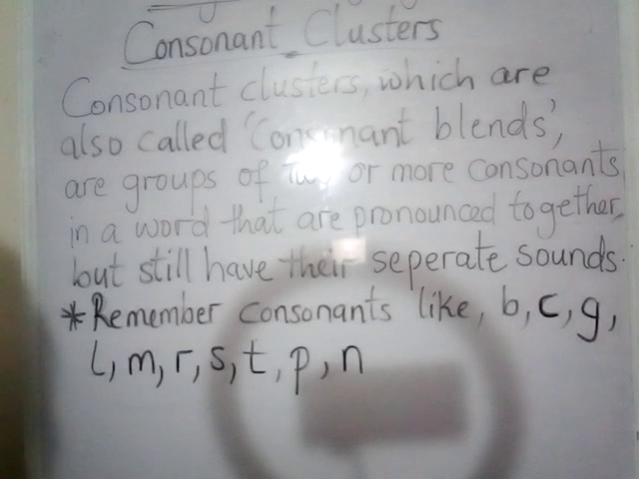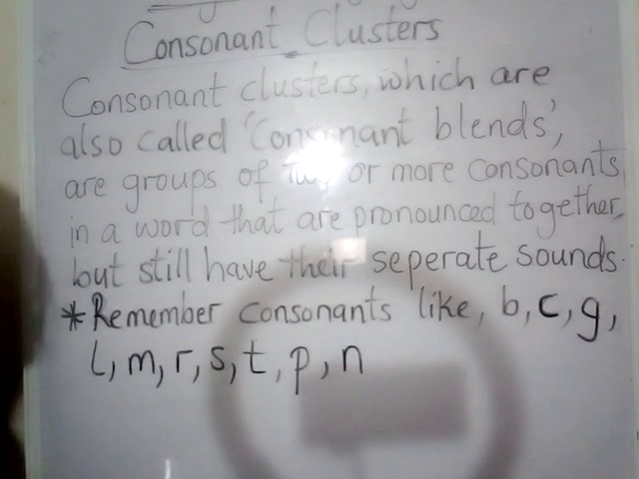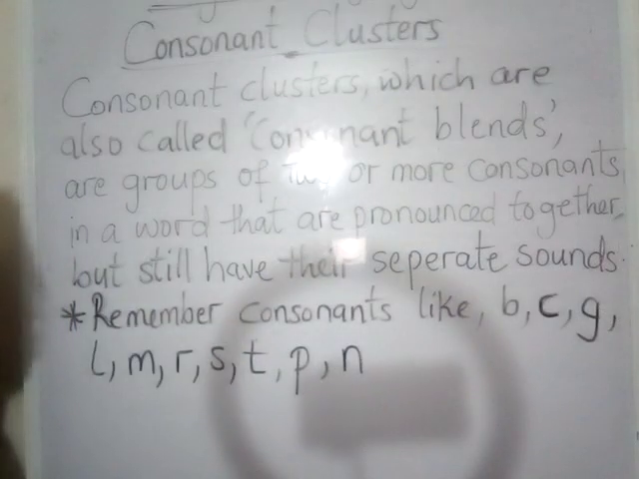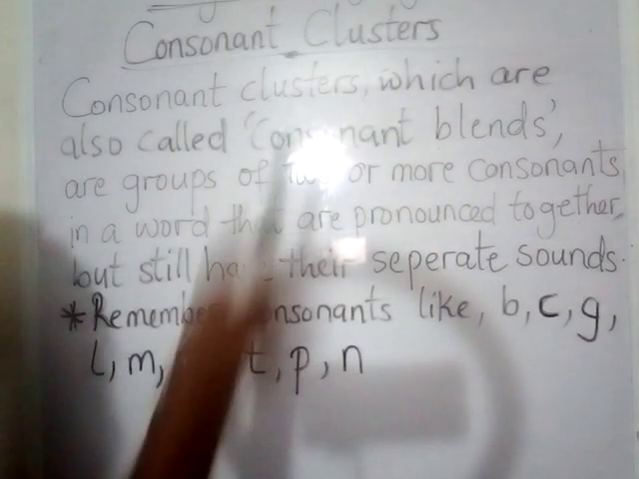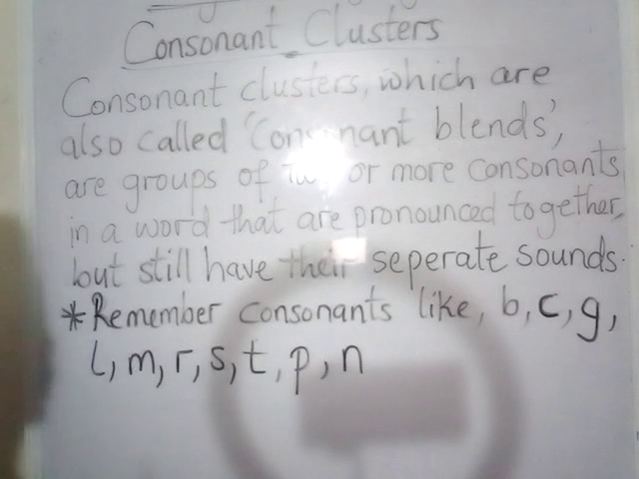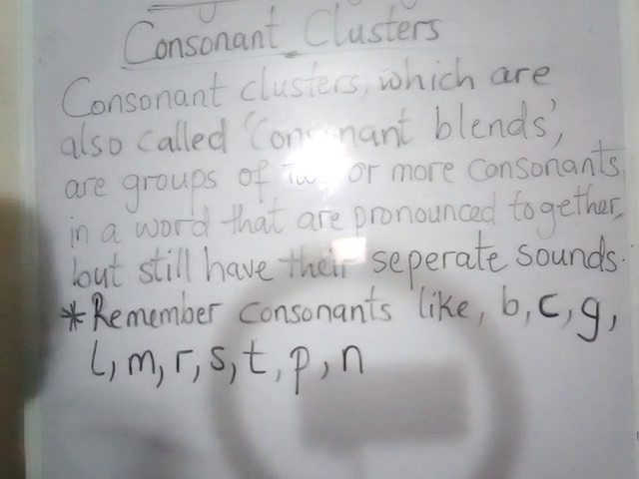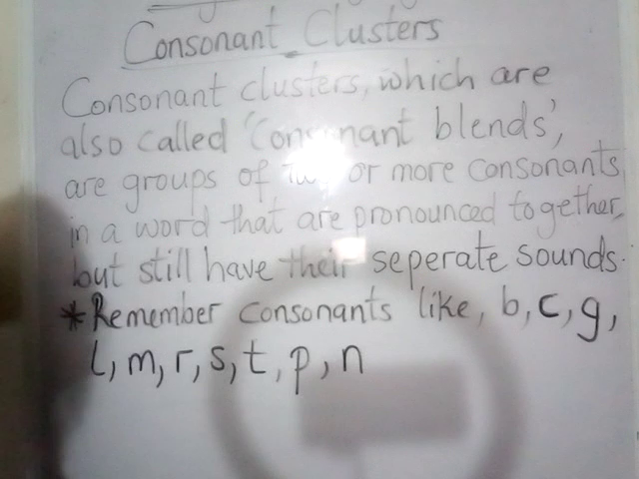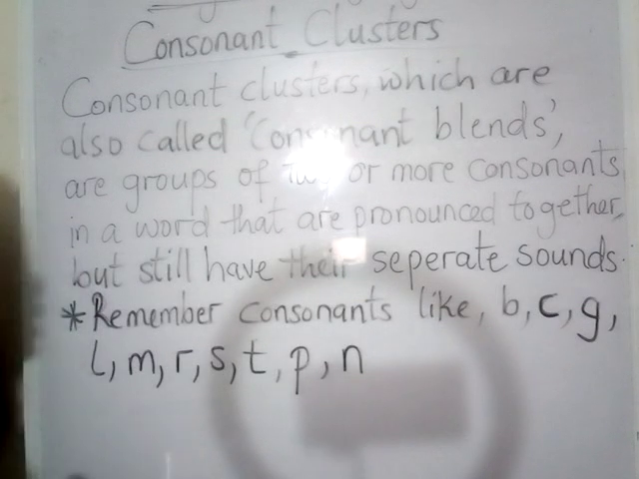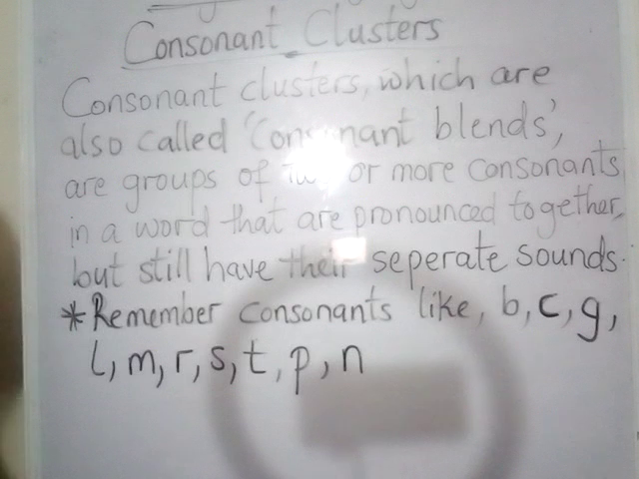Today in our English lesson class, we will be looking at consonant clusters. If you recall, in our earlier lessons, we learned about the letters of the alphabet, and then we also talked about the fact that the alphabets are grouped into two categories, the vowels and the consonants. We looked at the vowels and said that out of the 26 letters of the alphabet, 5 of them are vowels, while the rest are consonants.